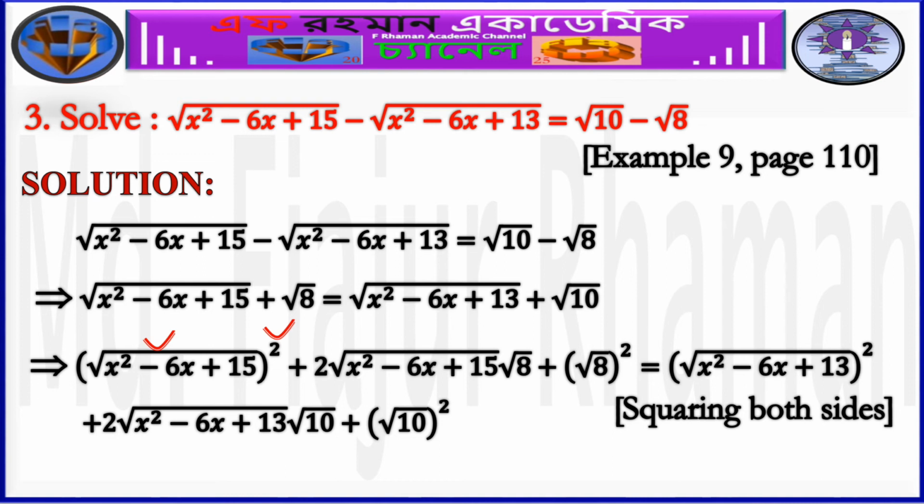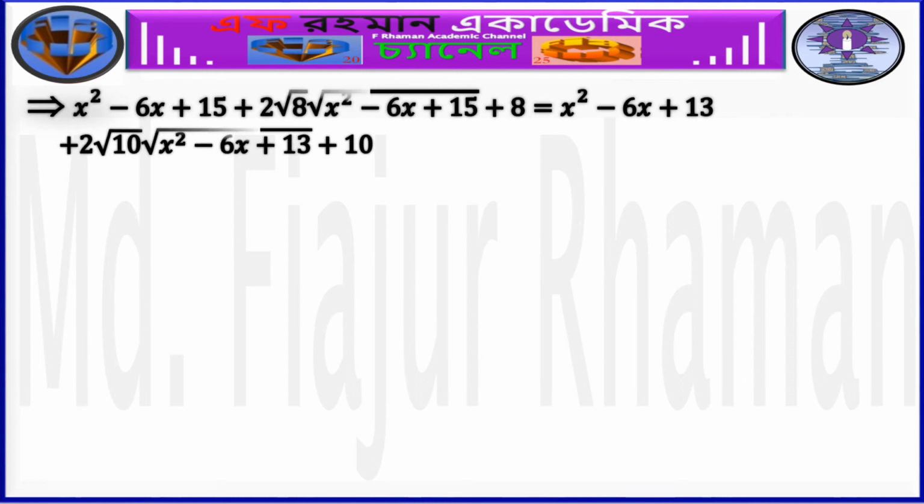Square root and square should be cancelled out. Cancelling square roots and squares, this equation implies that x square minus 6x plus 15 plus 2 square root of 8 into square root of x square minus 6x plus 15 plus 8 is equal to x square minus 6x plus 13 plus 2 square root of 10 into square root of x square minus 6x plus 13 plus 10.